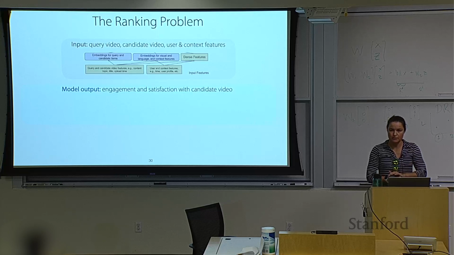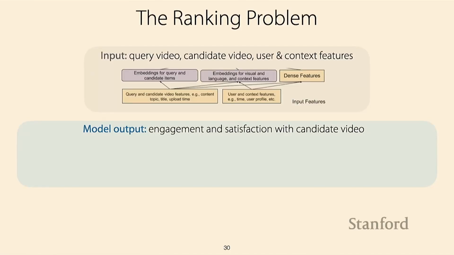That's going to be passed into the neural network as input. And then there's the output. The output of this model is going to try to output measures of engagement and satisfaction with the candidate video. Intuitively, their goal is to figure out things that have higher rank, and if you're able to predict the engagement and satisfaction, you'll be able to rank the videos.